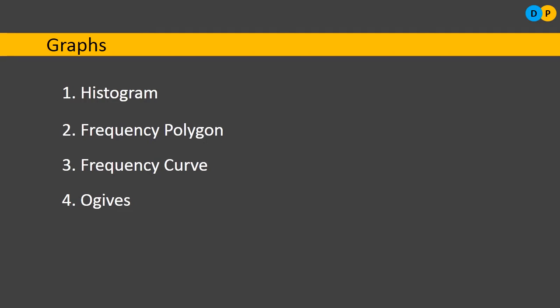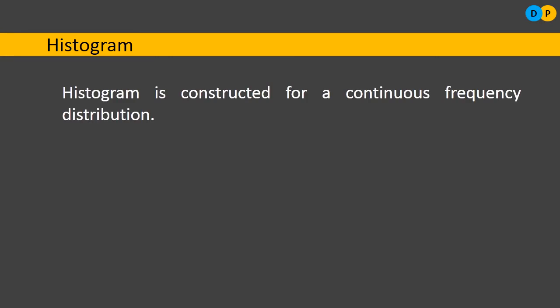So let us study in detail how to construct a histogram. What is a histogram? A histogram is constructed only for a continuous frequency distribution. This is very important. If you have a discrete frequency distribution, then you cannot construct it easily. But when we have a continuous frequency distribution, then we can easily plot a histogram.